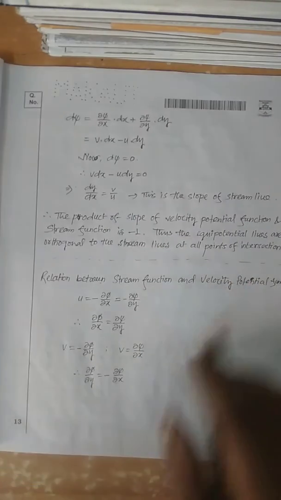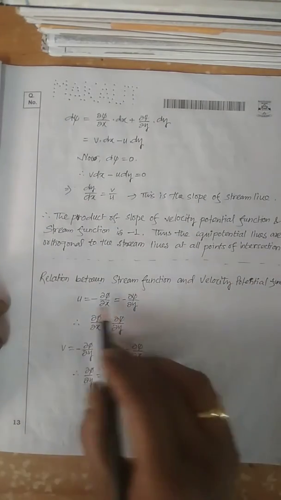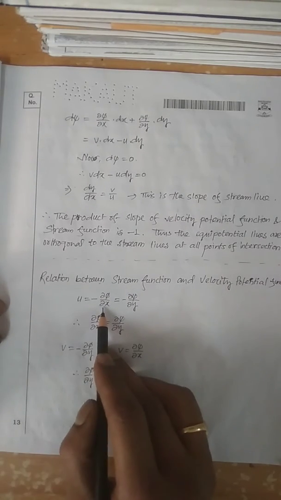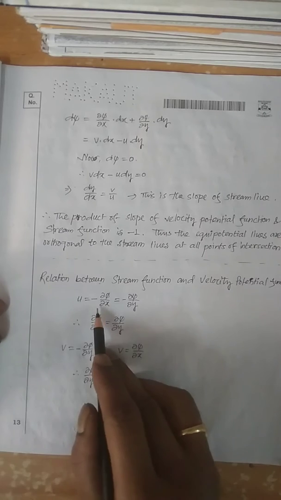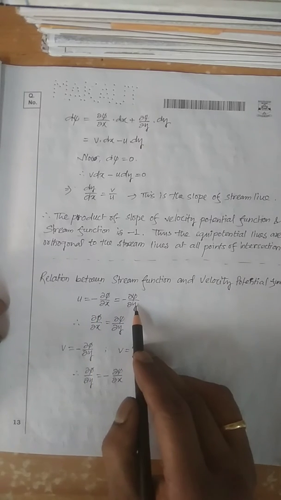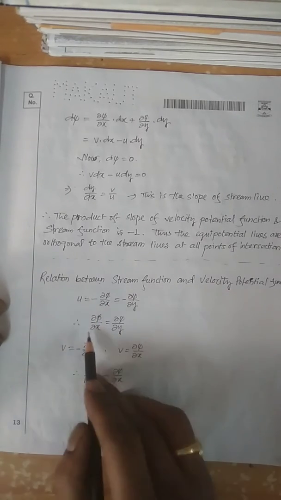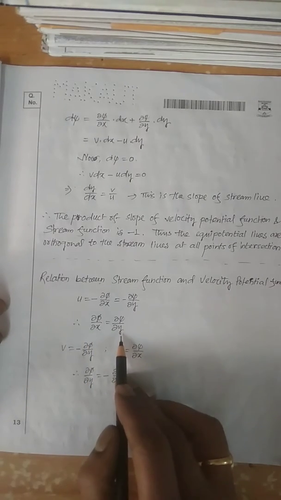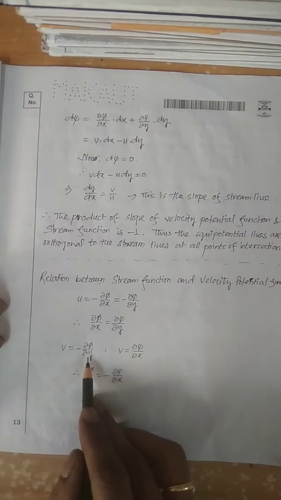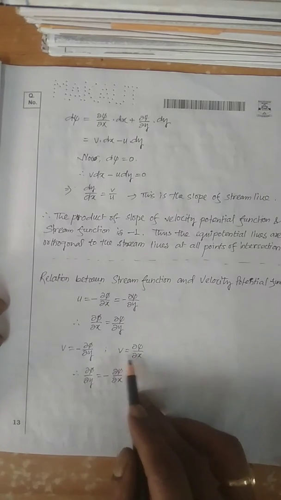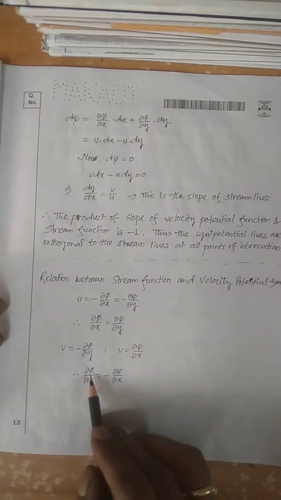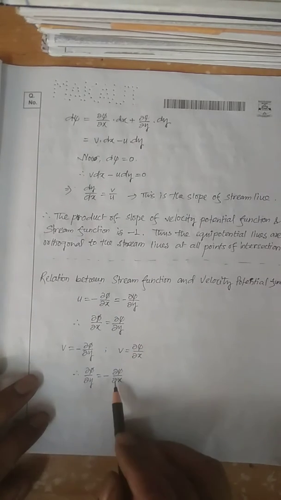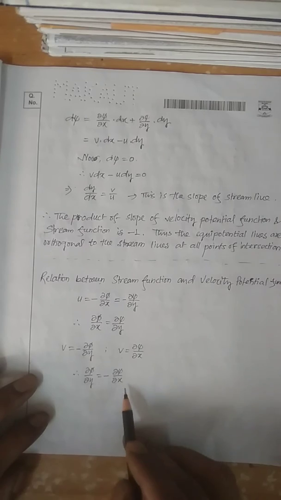Now this is another relation between the stream function and the velocity potential function. U is equal to minus del phi del x, and that is also equal to minus del psi del y, so it can be written that del phi del x is equal to del psi del y. Similarly, v is equal to minus del psi del x, and v is equal to minus del phi del y, so del phi del y is equal to minus del psi del x.